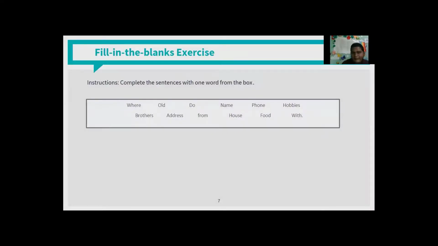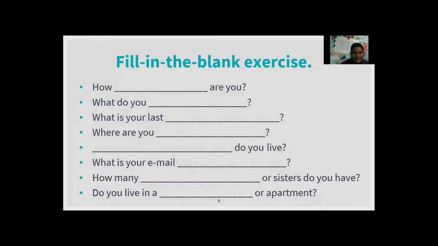I have fill in the blank exercises. You have them over there on your photocopy, and the instructions are over there. Complete the sentence with one word from the box. This is the box: where, all, do, name, phone, hobbies, brothers, address, from, house, food, and with. And here are the sentences. I'm going to do the first sentence for you as a guide. Okay?